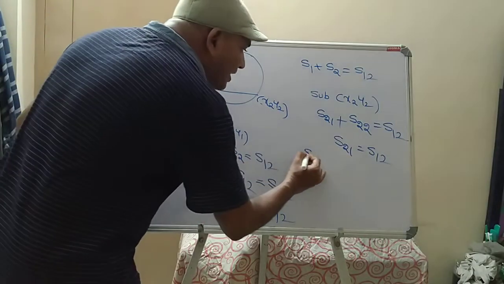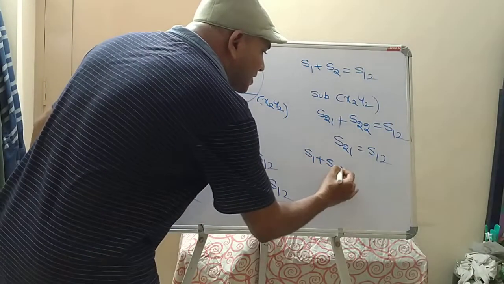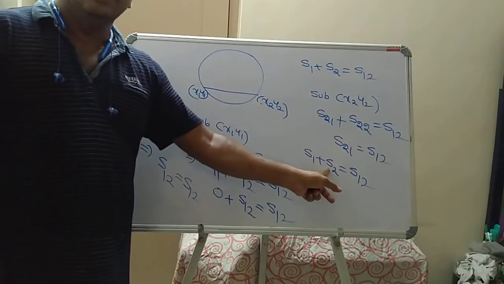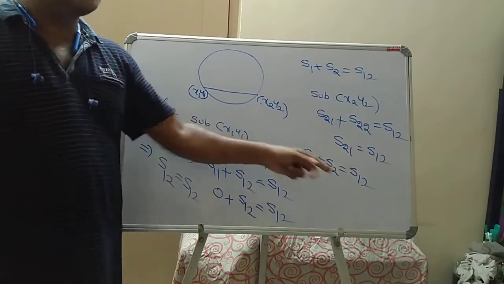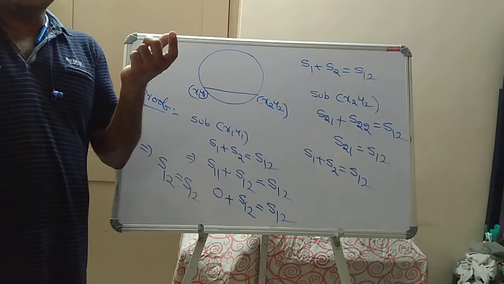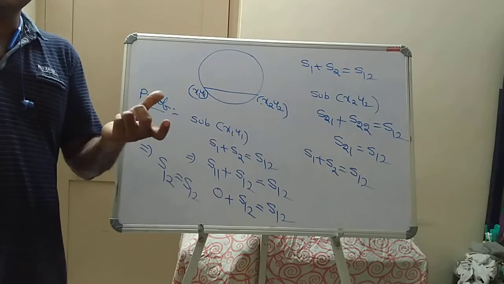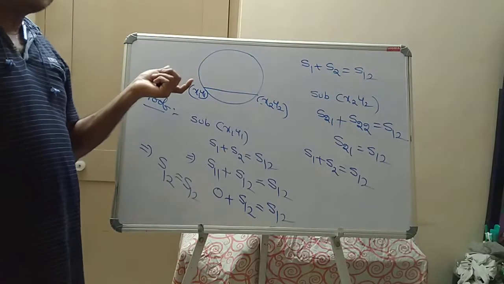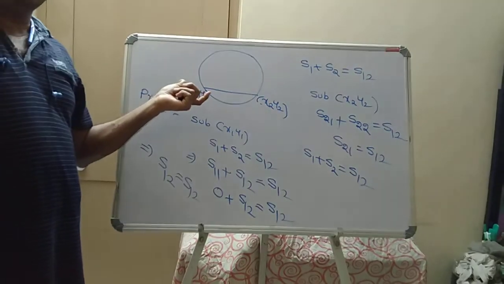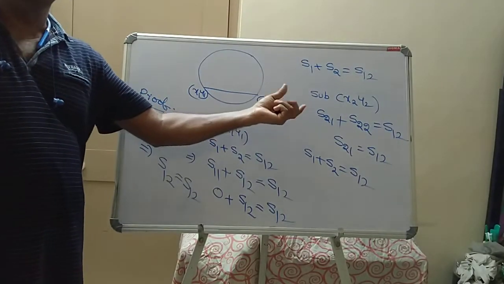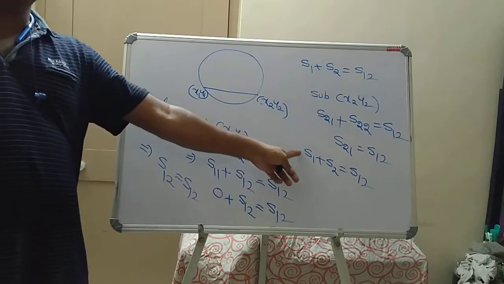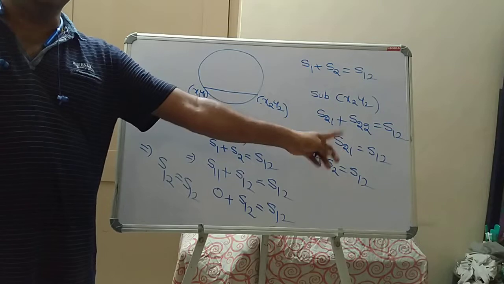Moreover, S1 + S2 = S12 is a first degree equation in x and y, and it is satisfied by (x1, y1) and (x2, y2). So the equation of the chord is S1 + S2 = S12.